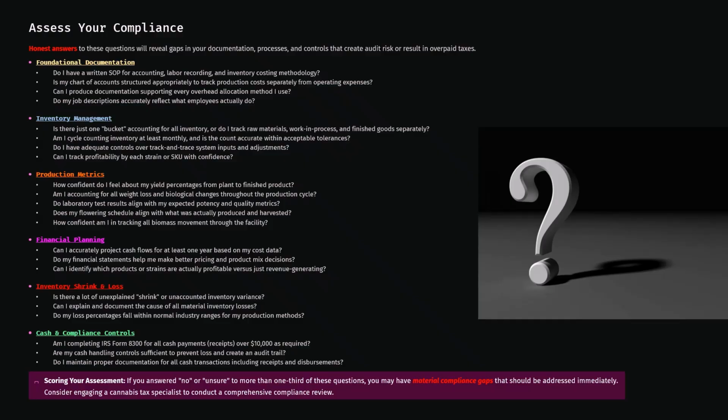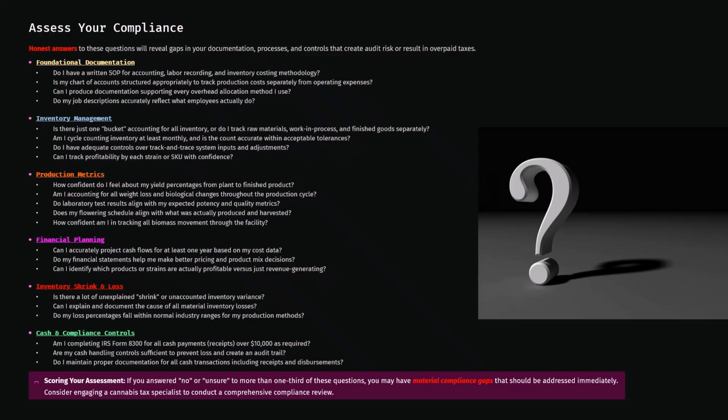How confident am I in my yields? If your expected yield is off by 10 to 15% every month, it's not a bad month. It's a system problem, either in cultivation, processing, or measurement. Am I accounting for all weight losses or changes? Whether it's evaporation, trimming, pressing, or packaging, every gram should be accounted for. Losses need to be explained and not assumed.